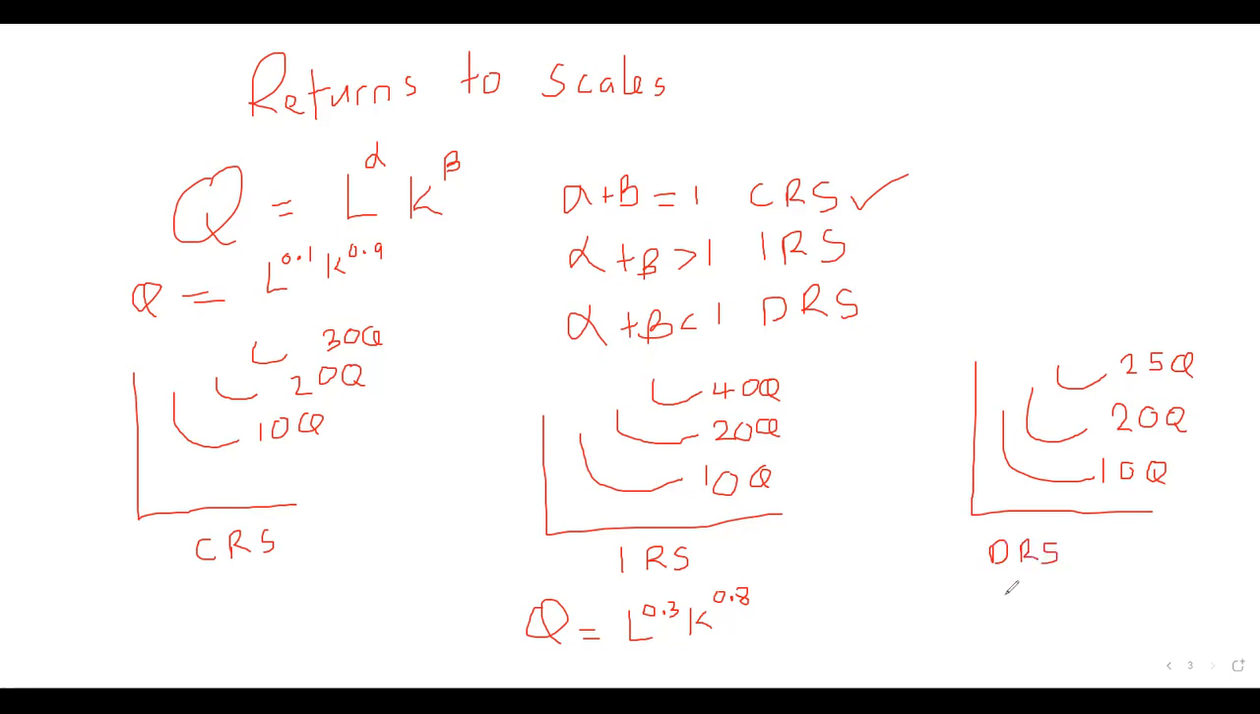So you'll be writing a quiz anytime soon. So I need you to understand and appreciate this concept. So you could have your labor 0.3, the capital 0.4. You add the alpha and the beta, you're getting a total which is less than 1. So this is a depiction of decreasing returns to scale.